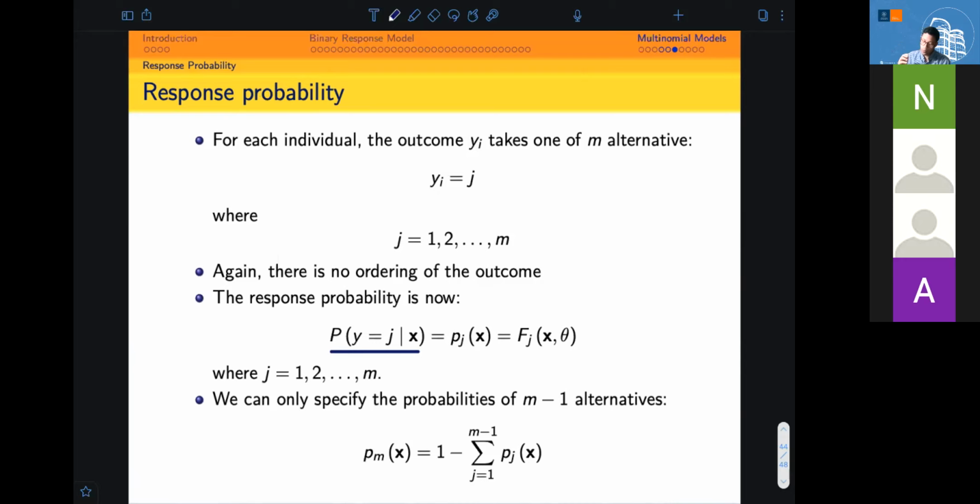Okay. Now, when we do the multinomial model, note that we can only specify the probabilities of M minus 1 alternatives. So if you have 3 alternatives, then you can only specify probability 1 and 2, and then you have to omit one of the alternatives. Okay. Now the question is, why do you want to omit an alternative? One, the omitted alternative is going to act as the base alternative. Second, the interpretation that you will do is always going to be relative to the base alternative.